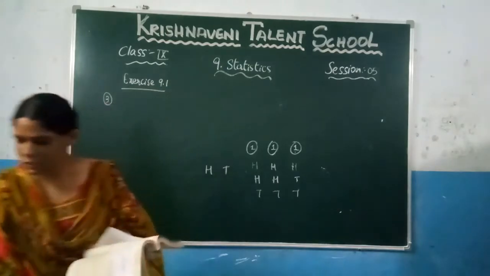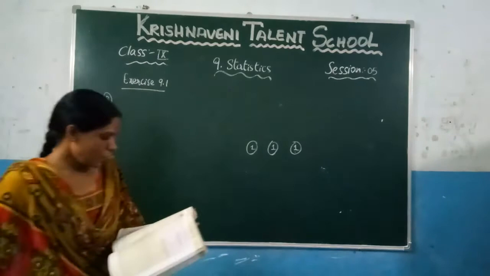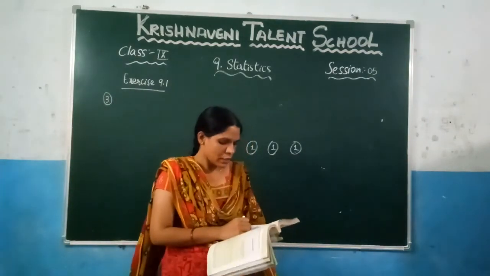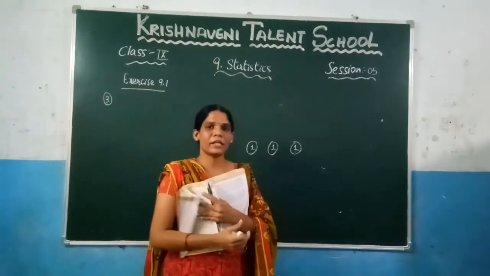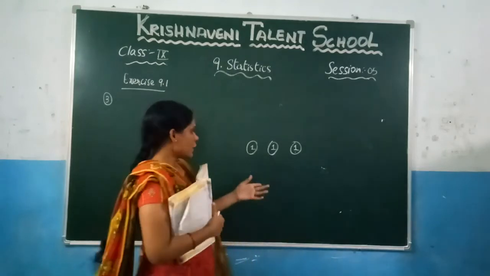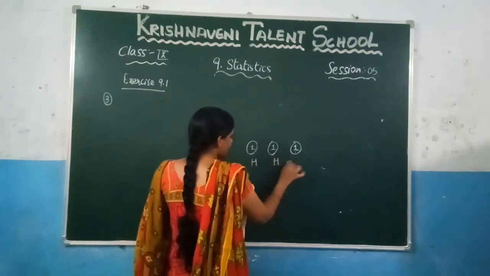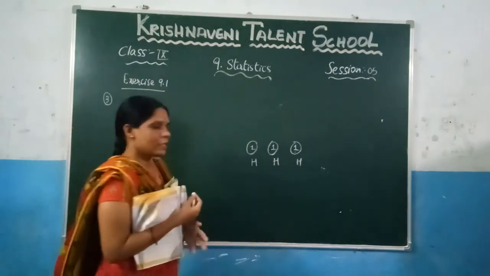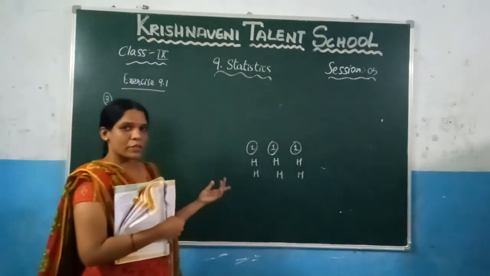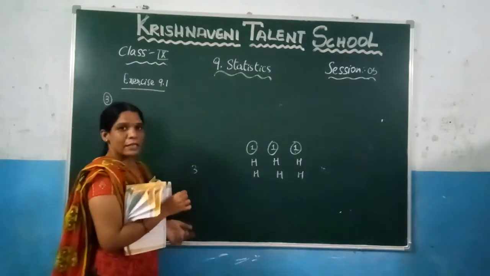But what is the question given here? If three coins were tossed simultaneously, each time the number of heads is counted. So here they are counting only the number of heads, not the number of tails. Suppose I toss these three coins once and I get head, head, head. Again I toss the coins and again I get head, head, head. So in the question, how many heads did we get? 3 heads, right? So you can write here 3, the number of heads.